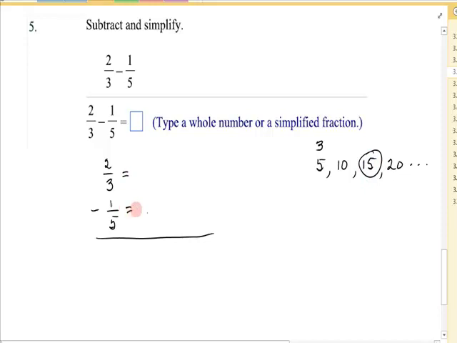So I can just look at multiples. 3 goes into 15 5 times, and 5 times 2 is 10. 5 goes into 15 3 times, and 3 times 1 is 3. I'm subtracting. Keep the denominator. 10 minus 3 is 7, and that cannot be simplified or reduced.